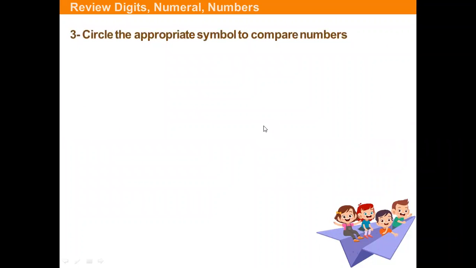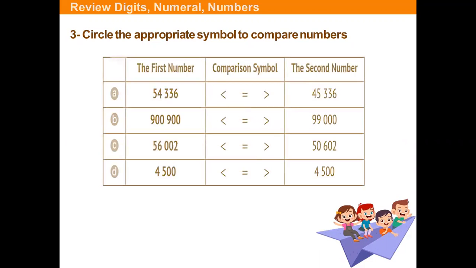Okay, here we ask you to circle the appropriate symbol to compare numbers. We need to compare the numbers. First thing, you need to count the digits. How many digits do you have in each one? Here we have a 5 and here a 5.